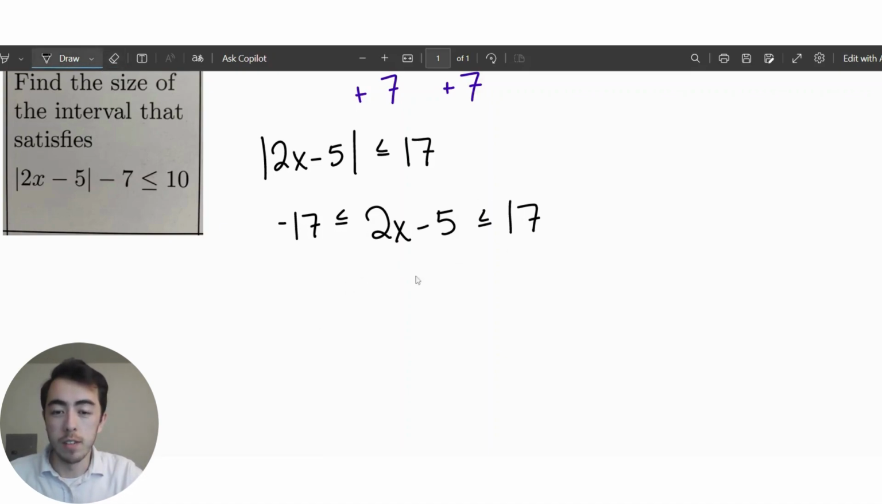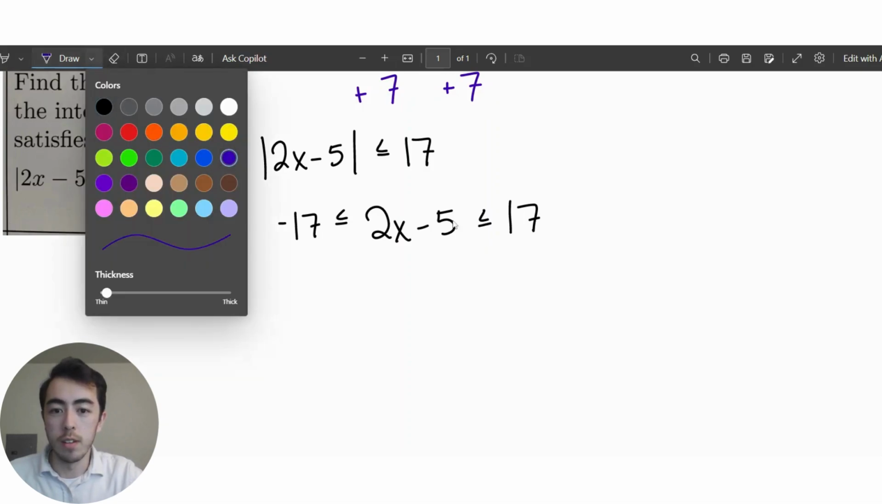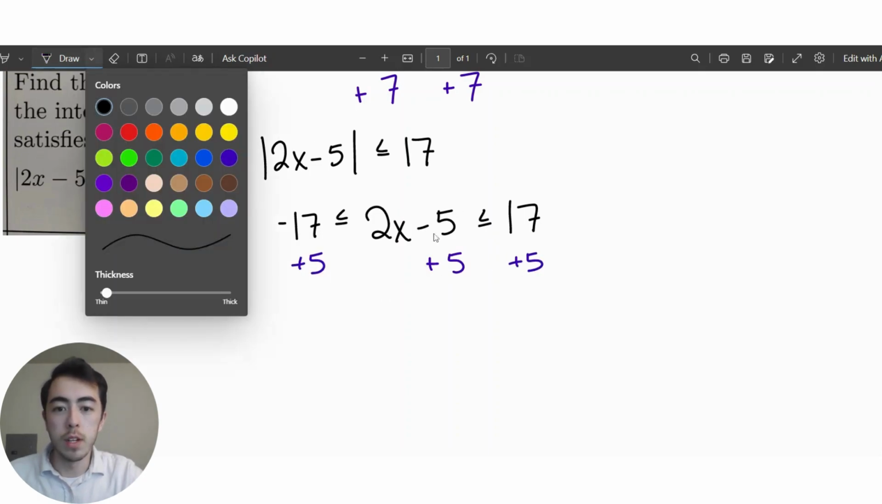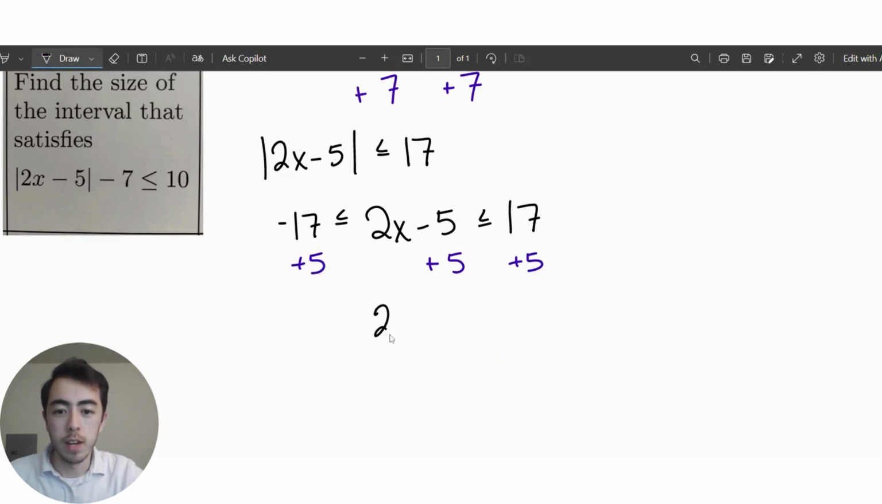I'll add 5 to all of them, so I'll write that out. I'll say +5, +5, and +5. And the reason why is in the middle, this -5 and +5 cancel out, so I'll just get a 2x. That should be less than or equal to 22. And it should be greater than or equal to -12.